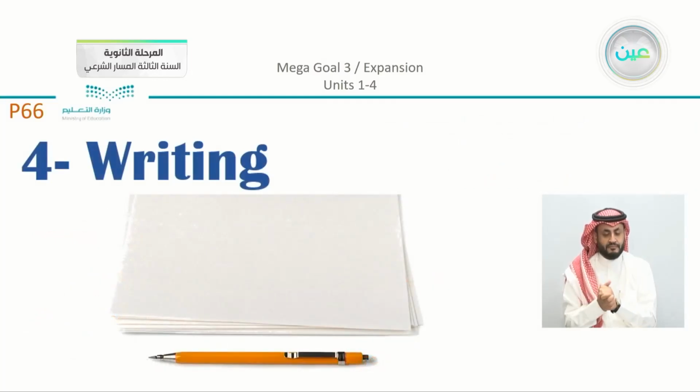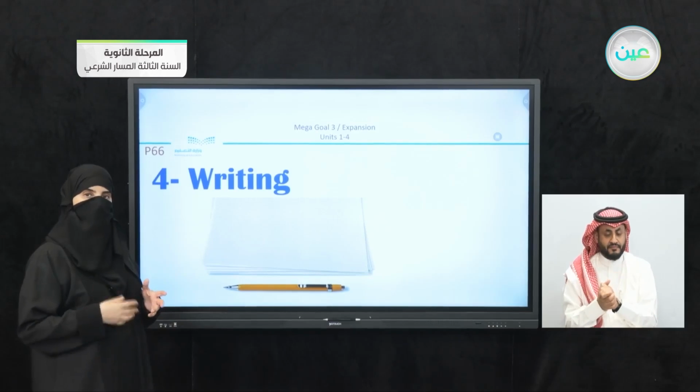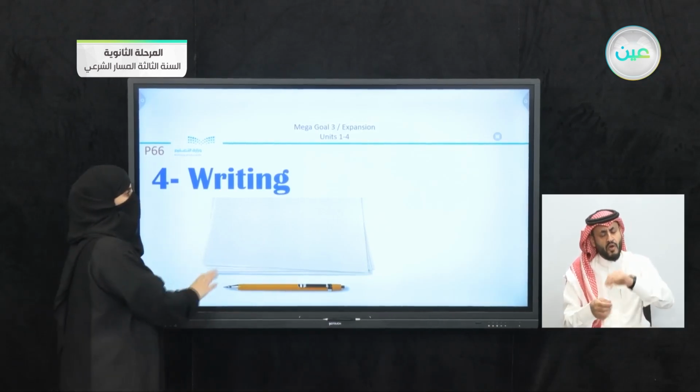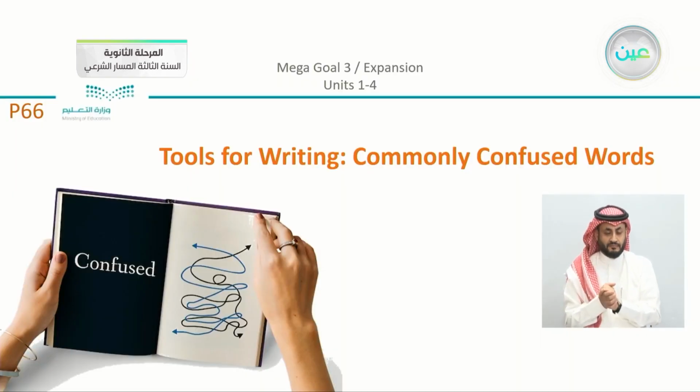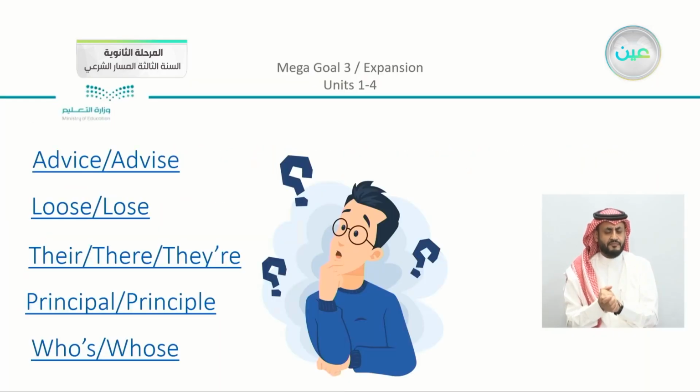So we have completed our exercise. We are going to move on to part number 4, which is writing. Now we did practice a lot of writing skills. We are going to just see what we can add to our information here. Now, tools for writing. We have here commonly confused words. So before we start with the writing task, we are going to just review some commonly confused words. What does this mean? Now we say that some words confuse you. For example, we have here advice and advise. They are very close. Also, loose and lose.